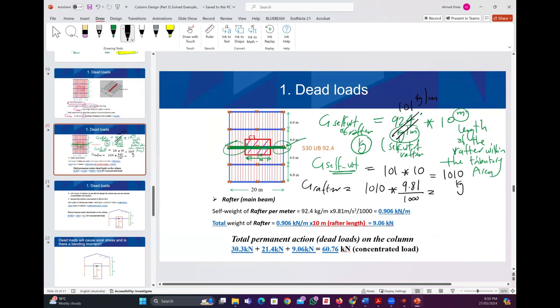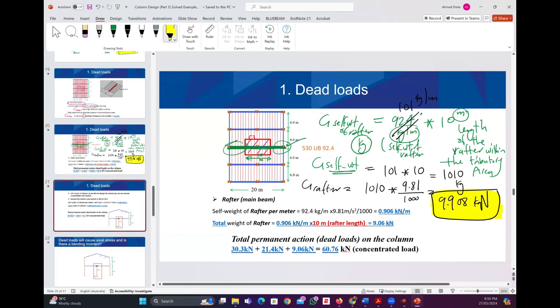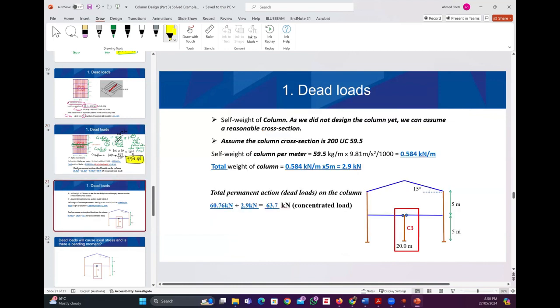So this becomes 9.908 kilonewton. So as you can see, all the loads should be in kilonewton. What is the final portion of the dead load on the column? The self weight of the column.